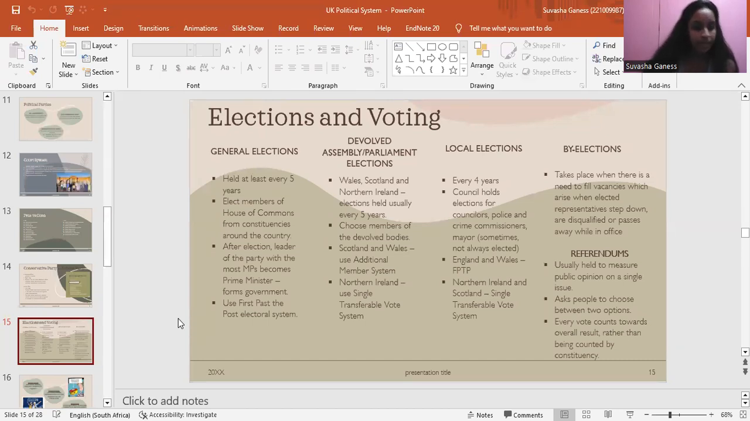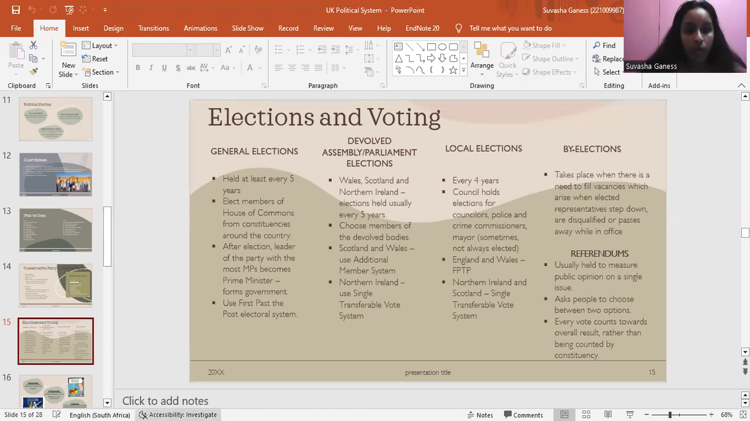elections and voting. So in terms of elections and voting, we have 5 different types of things that can happen, right? So the general elections are held every 5 years, and these general elections are used to elect members of the House of Commons from constituencies all around the country, right? And after the election, the leader of the party with the most MPs becomes prime minister and forms the government, and this is the first past the post system.